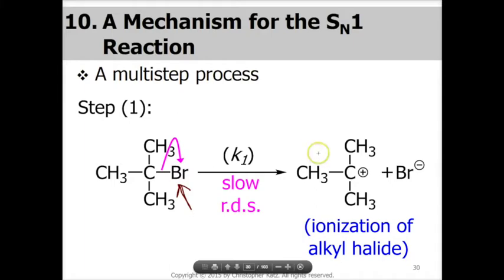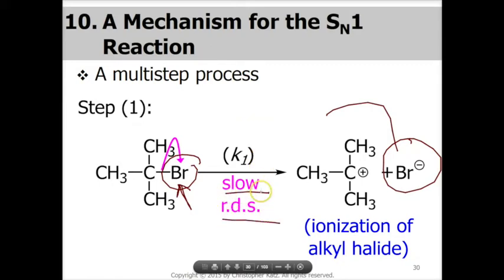In the case here, we have an alkyl halide, which, when it ionizes, when it leaves, gives you the Br minus ion, which is a nice stable ion in and of itself. This is the rate determining step because it is the slow step. So this is the first step in an SN1 process.